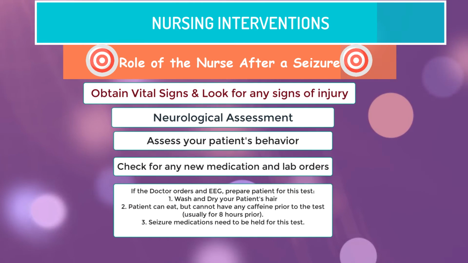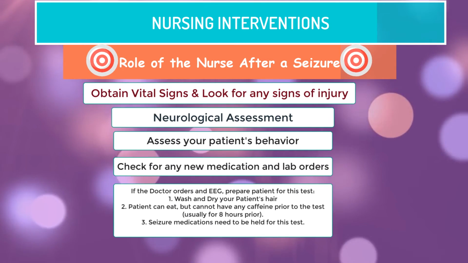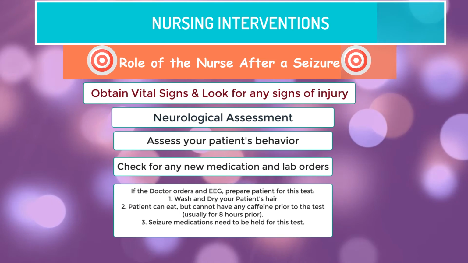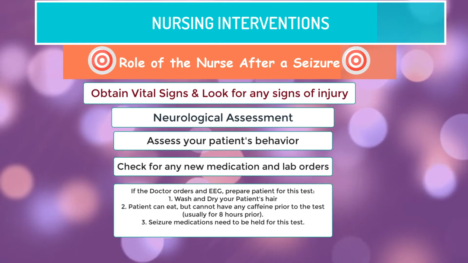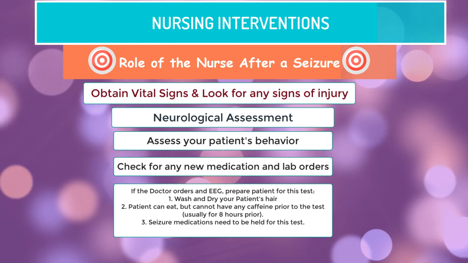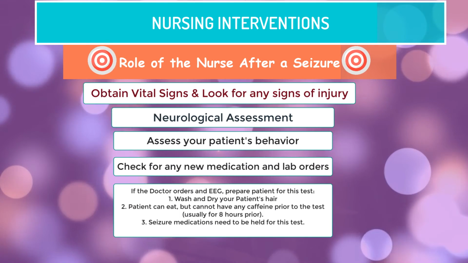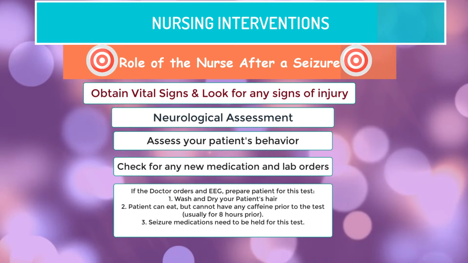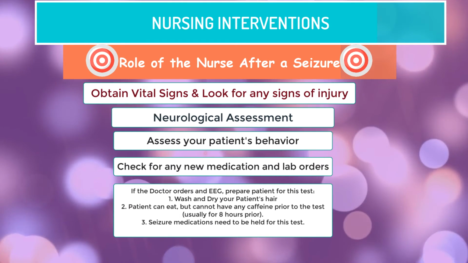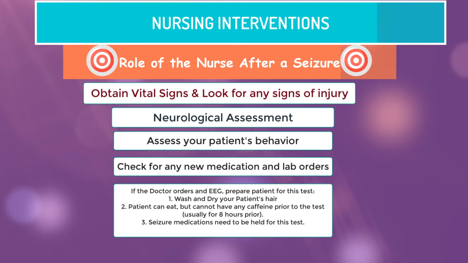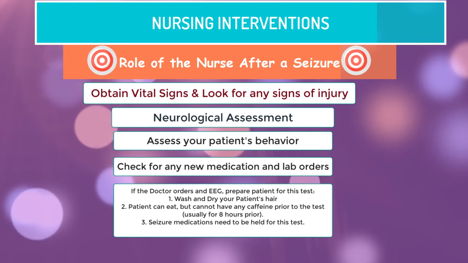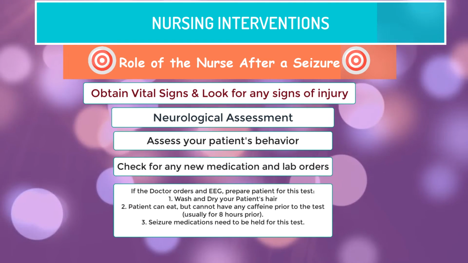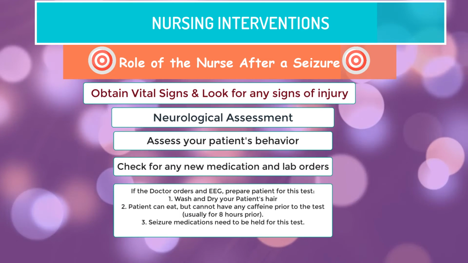Once the seizure is over, as the nurse, you want to make sure that your patient is stable. So you want to make sure you get a set of vital signs, perform a neuro assessment, and check their mouth to see if they bit their tongue, because if this happens, their tongue can become very swollen and the patient's airway can be compromised. Assess your patient's behavior. Check on any new medication orders that were ordered for your patient, as well as any lab draws that need to be completed.